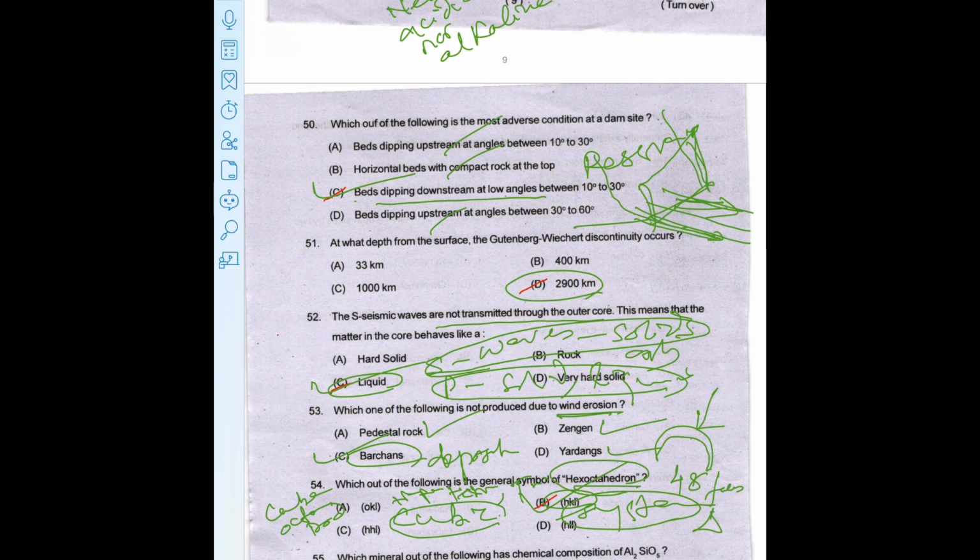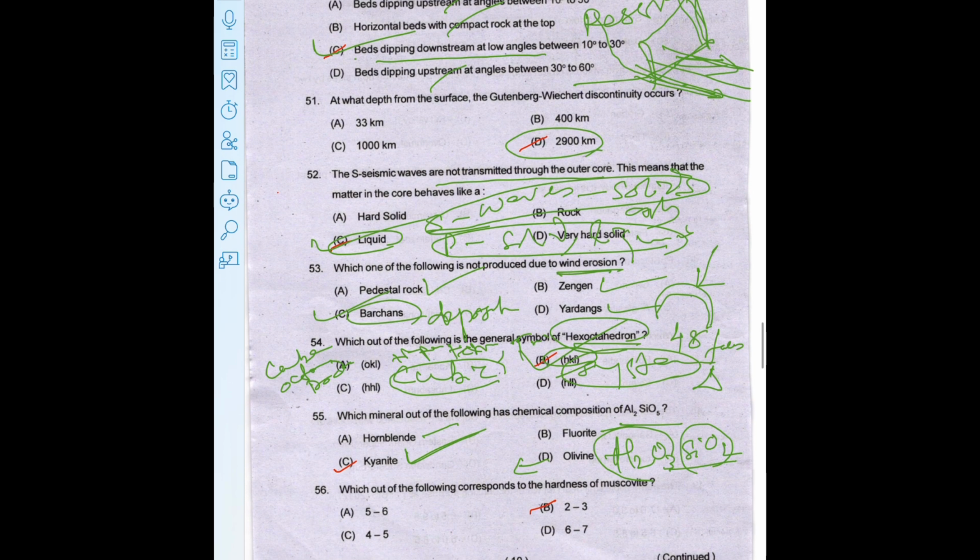Which mineral out of the following has chemical composition Al2SiO5? We have Al2O3, SiO2. This is the composition of aluminous silicates. This is kyanite. Kyanite is an aluminous silicate. This is amphibole. This is CaF2. Olivine is an orthosilicate, orthorhombic in crystallization. So Al2O3 SiO2 is the composition of aluminous silicate. It is kyanite.